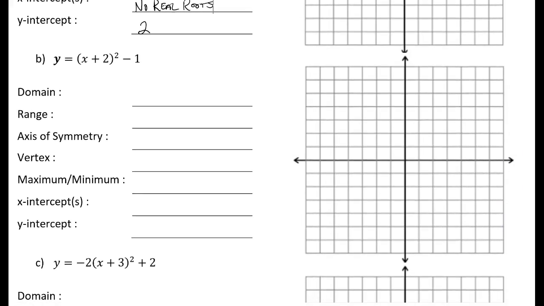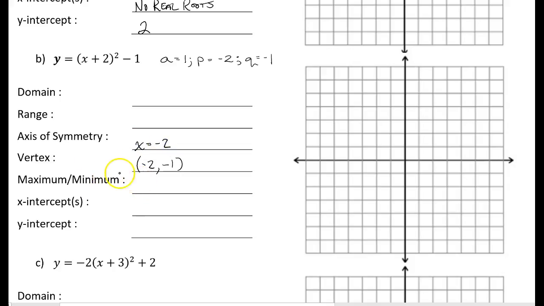Looking at B, again, the first thing you want to do is just identify your different values. A is 1 because there's nothing out in front of my x squared term. P in this case is actually going to be negative 2. Remember to switch the sign. And Q is going to be negative 1. So again, I can start filling out a ton of my characteristics without even graphing them. My vertex is the coordinate point (-2, -1). My axis of symmetry goes through my vertex, so it's at x equals negative 2.